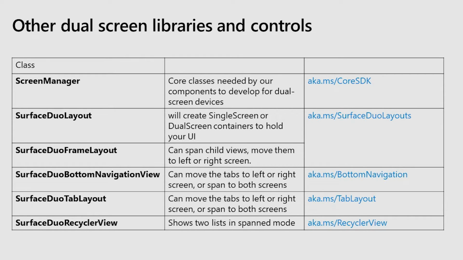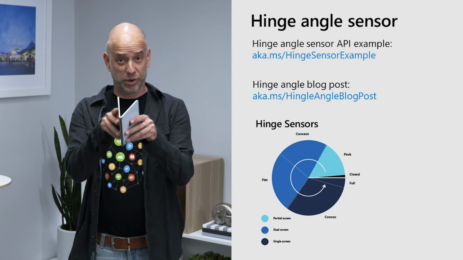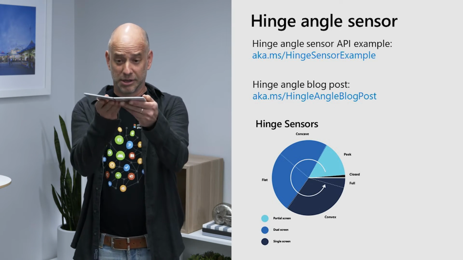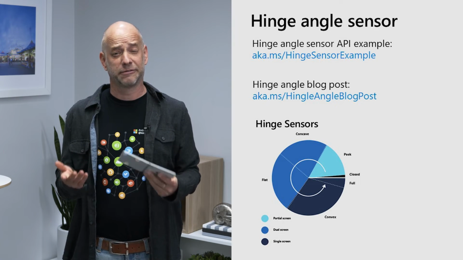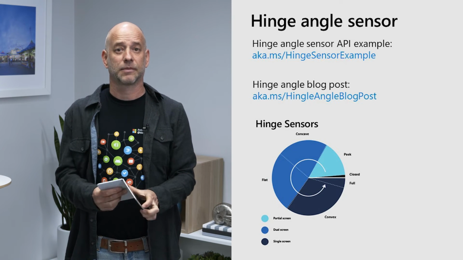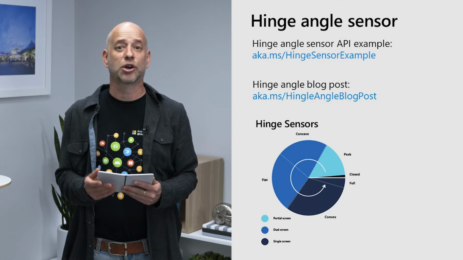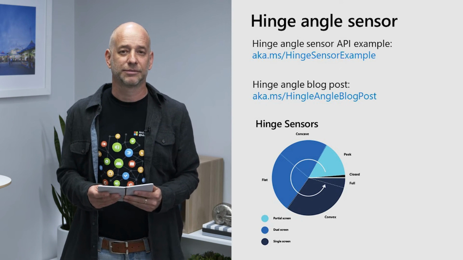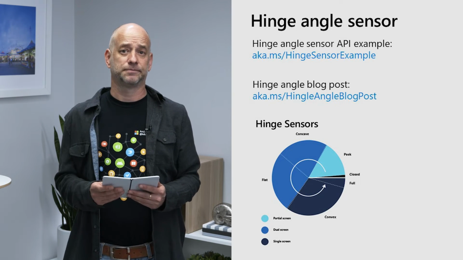We also have controls for bottom navigation, tab layout, recycler view, and more content is coming. The hinge angle is the angle that is calculated between the 2 panes. For example, this is a 180 angle. On Surface Duo, the hinge is fully flexible and can support angles from 0 to 360. We expose the raw data as one of the device sensors, and you can register to get a callback when it's changing. Follow our samples and think about how you can utilize it in your app.